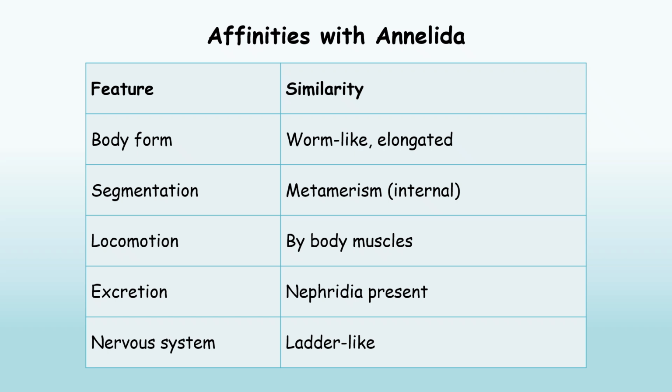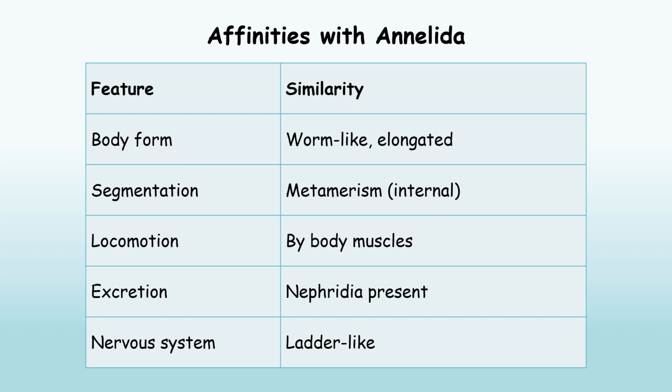So in this comparative table, we can clearly observe what features are the same between phylum Annelida and Peripatus. Start with body form. In both Annelida and Peripatus, if we observe the body form, they both look worm-like, and the body is very elongated.